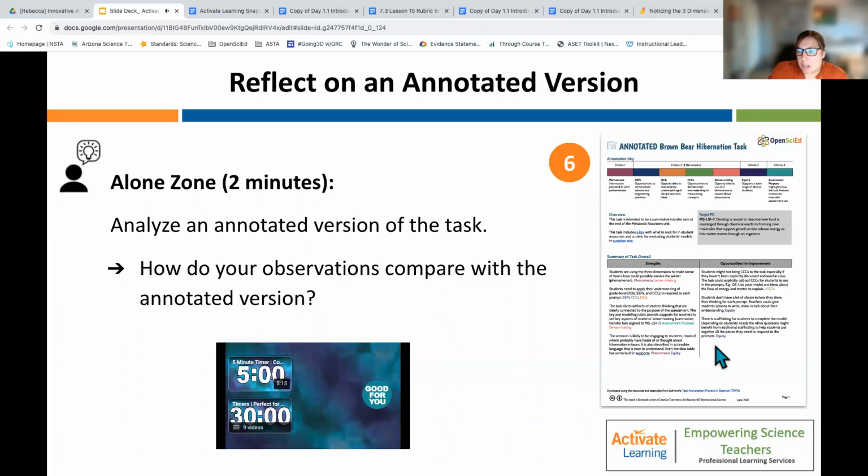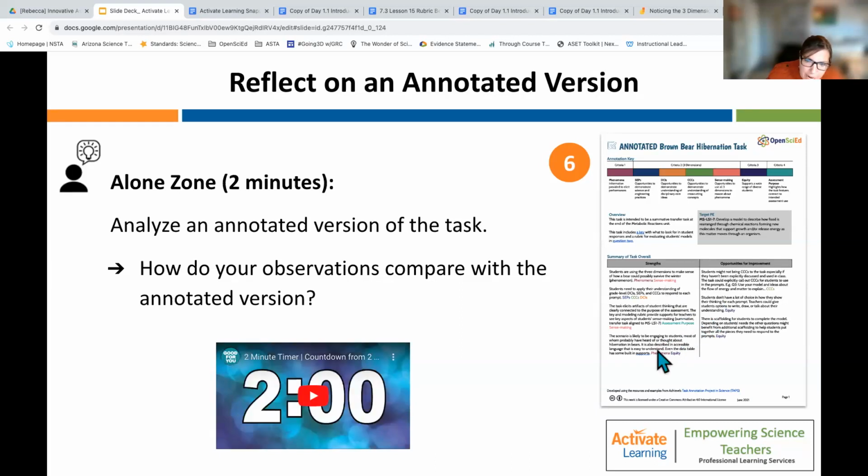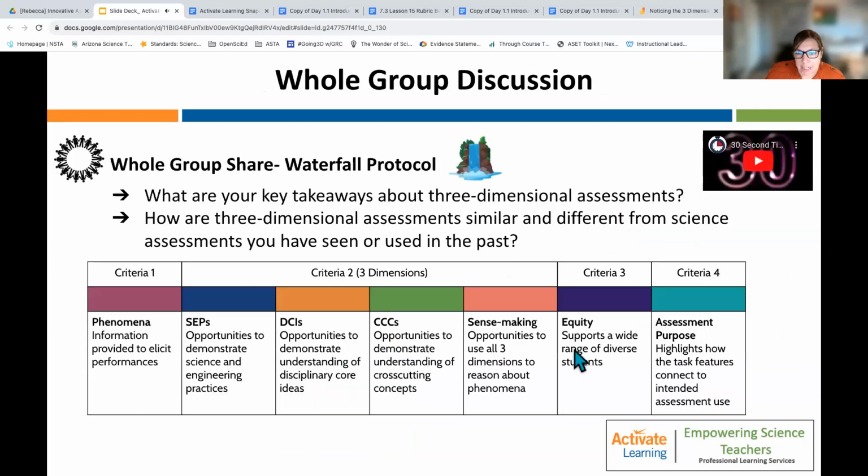Okay. So again, that was just looking at a task, annotating it, what are the strengths and then opportunities for improvement. And just think, how did your observations compare with that annotated version? So again, we are really at the end of our time right now.